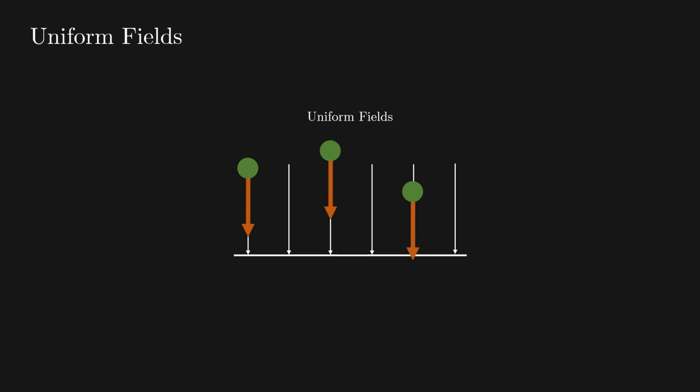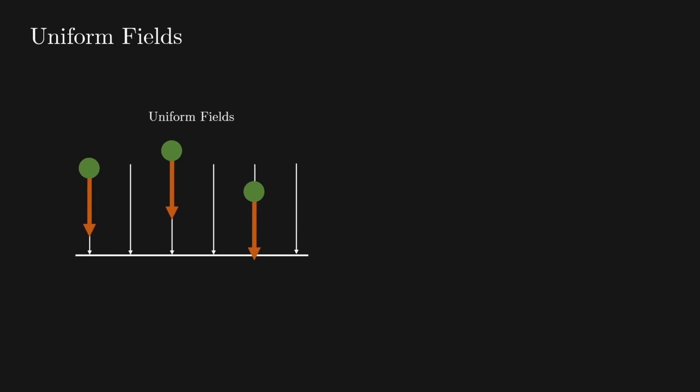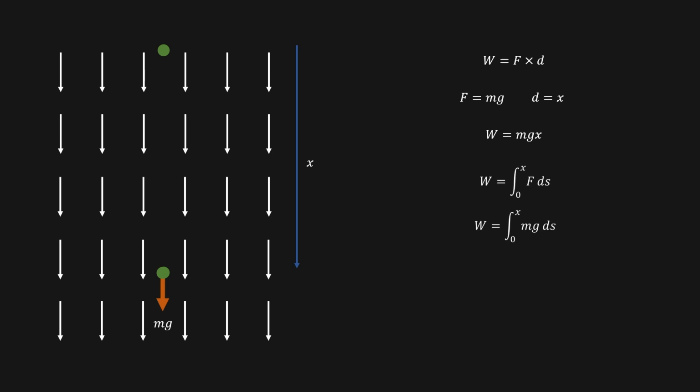A uniform field is one where the force is the same everywhere. For the uniform gravitational field, the force at each point is equal to mass times g, and the field strength is 9.81 newtons per kilogram. When an object moves in the field, the work done is the product of force and distance. We can see that our integral formula gives us the same result.